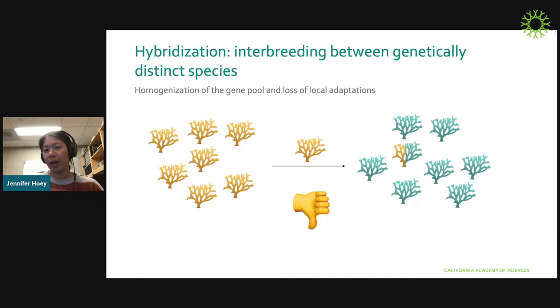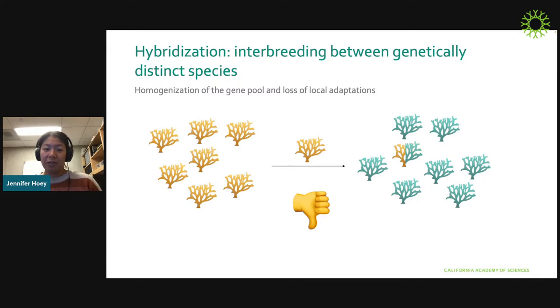So on one side of the sword, it can be a negative. And this is because when you have populations spread out across space, they're often in different kinds of environments. And these populations will adapt to match their particular environmental conditions. And so if hybridization happens, sometimes this can be bad because this means that you'll lose that local adaptation for a specific environment. And this results because you're breaking up beneficial gene combinations and overall homogenizing the gene pool.